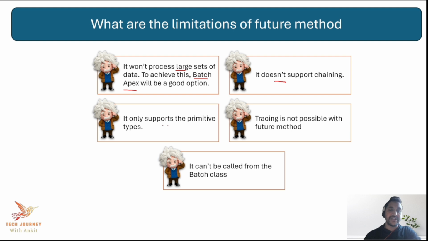Next, this one also we discussed just now. It only supports primitive data types. You cannot pass sObjects or collections of sObjects as a parameter whenever you are working with a future method. And tracing is not possible with the future method. Programmatically, you cannot track whether the future method is completed or not. This is possible to achieve in other asynchronous approaches like queueable, schedulable, or batch Apex, but it is not possible here because whenever your future method is submitted, it is not returning the job ID. And as you don't have the job ID, it is not possible to do that tracing.